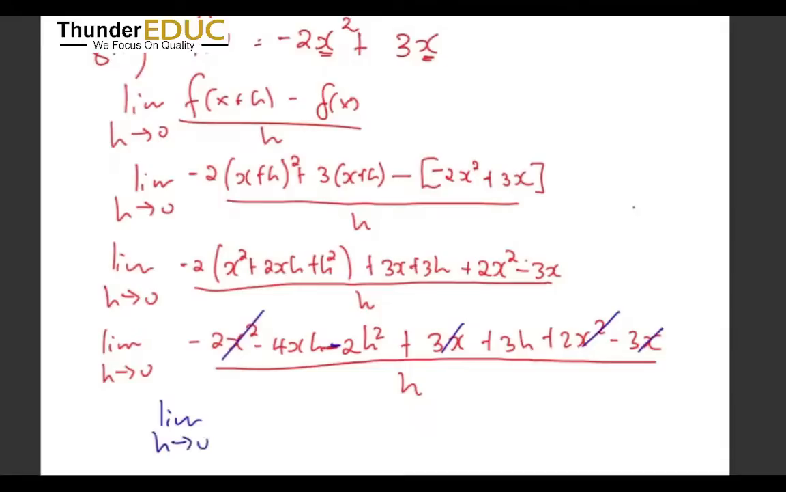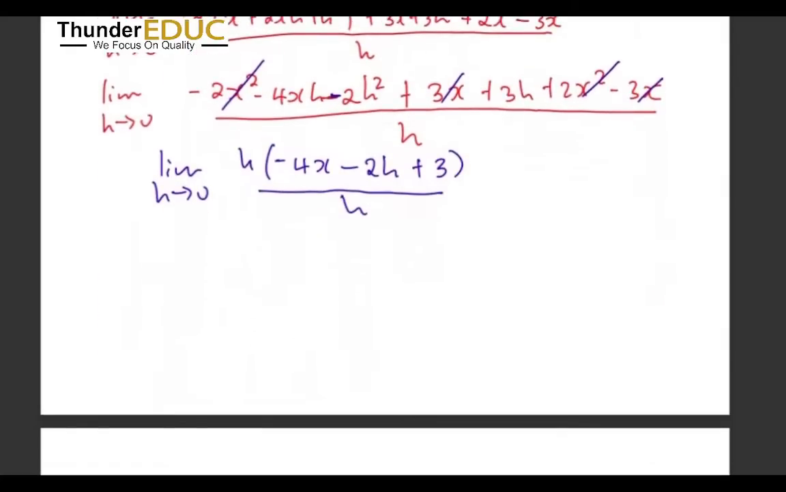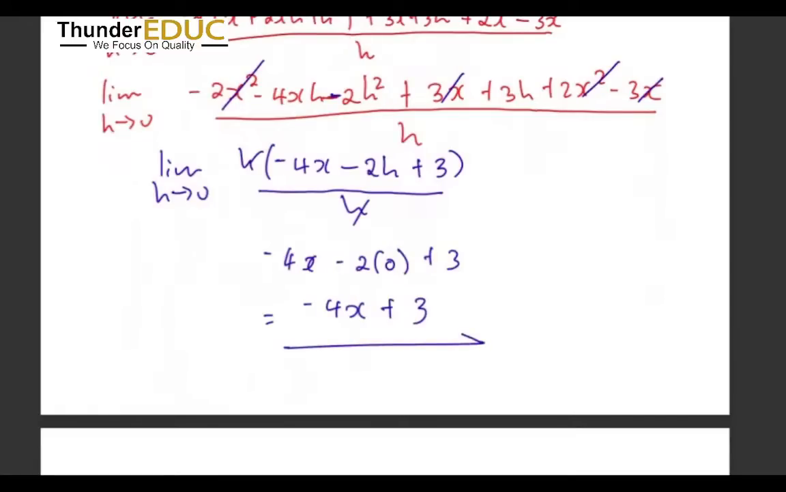So limit as h tends to 0, my h is out. I have a negative 4x minus a 2h plus a 3, everything is divided by h. Then I'll cancel out the h's. Whatever step is left is just the substitution. So with the substitution, we don't need to apply the limits. So it's negative 4x plus 3. That should be our answer. Okay, so that is question 8.1. Let's move on to 8.2.